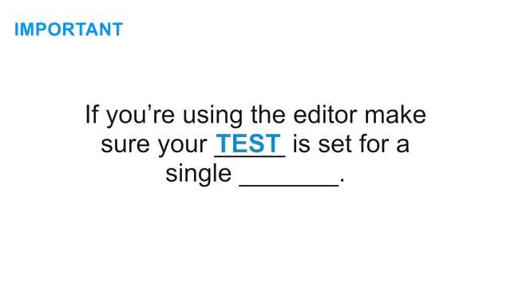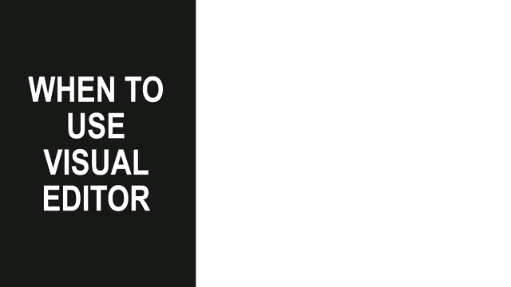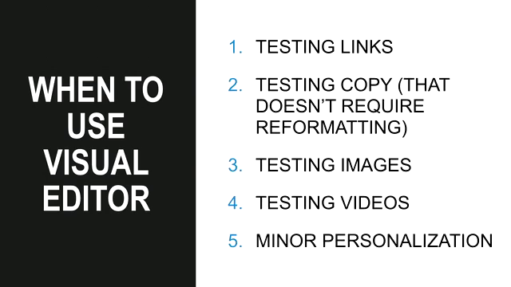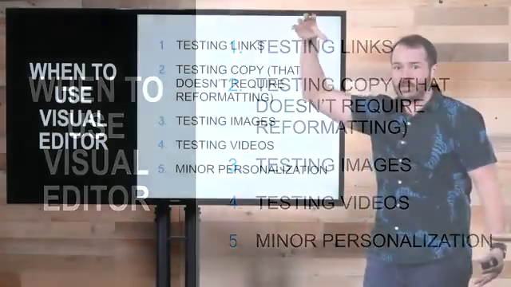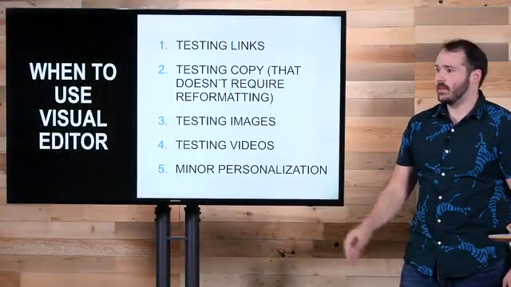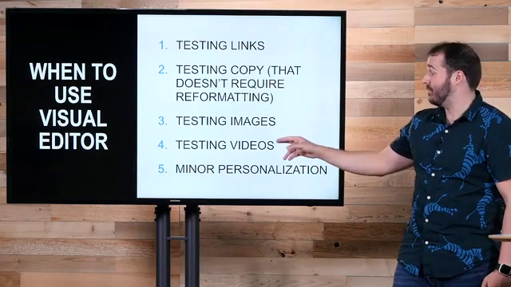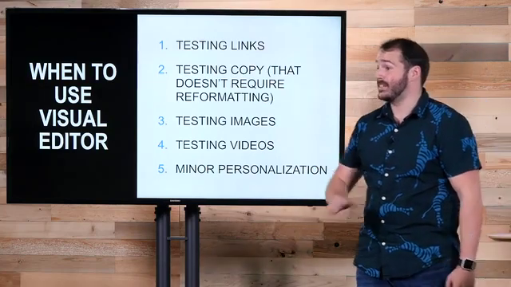So remember, if you're using the editor, make sure your test is set for a single device. And if you're using a visual editor, here's the only times you can use it. This is it. Testing links, testing copy, testing images that are the same dimensions. It needs to be the exact same dimension. Testing videos. That even gets tricky. Wistia makes it really, really hard because their JavaScript is like a virus. It just expands to a point where you can't isolate it, and then it turns into a problem. For testing videos, I even sometimes just do a split URL because it's easier.